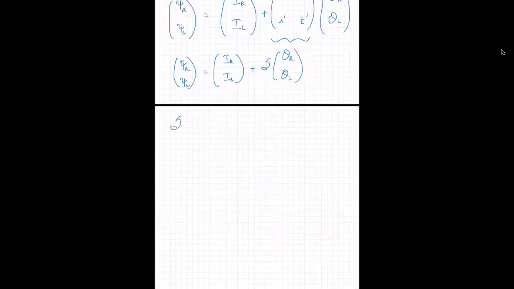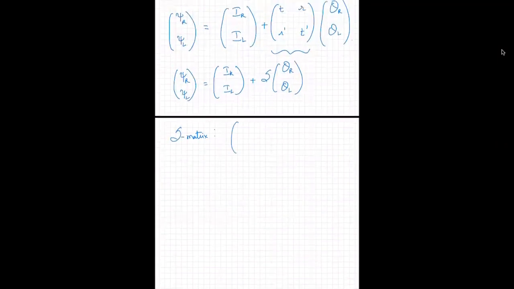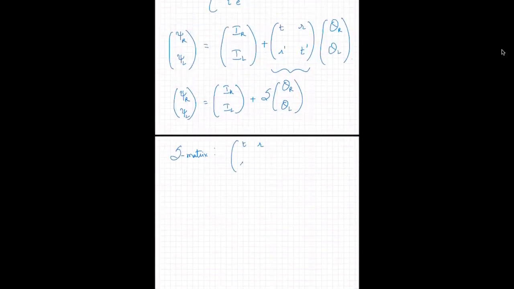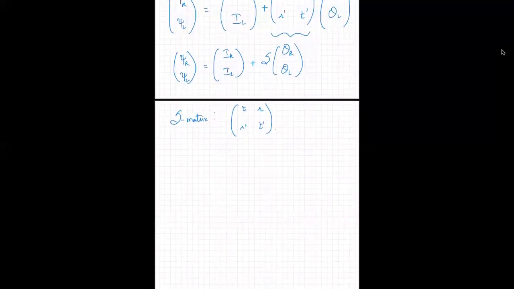And this is the famous S matrix. And in 1D, it has the form T, R, R prime and T. Okay. Now it has very, very nice features. We will explore how to write this S matrix, for example, in the parity basis in a tutorial.